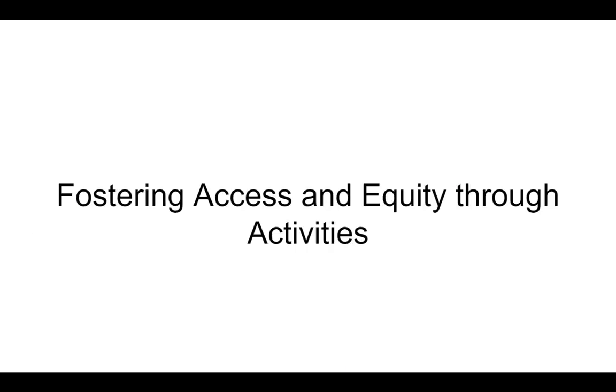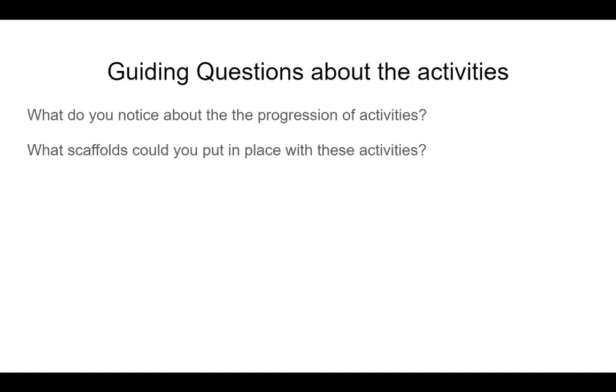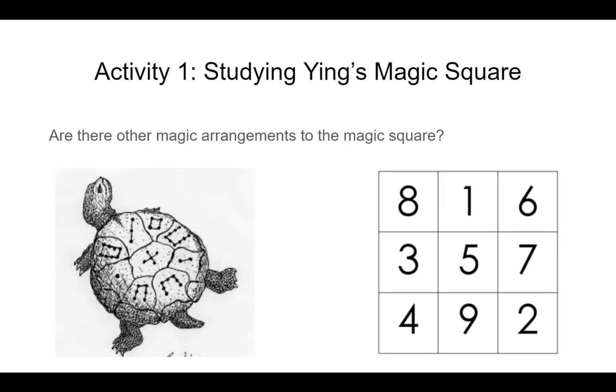I want to also talk about how this story fosters access and equity through a progression of activities. I'm going to show you the activities. They're at the back of the book. And I want you to think about the way that they progress and also what scaffolds could you put in place to go with these. The first activity, this is a picture. It's a sketch of what was found in China through storytelling of what the magic square looked like on the turtle's shell. And if we quantify the dots, we end up with that solved square.